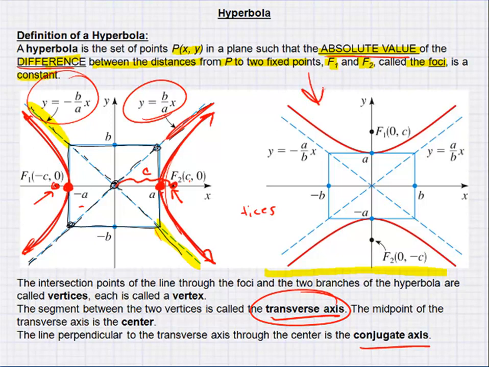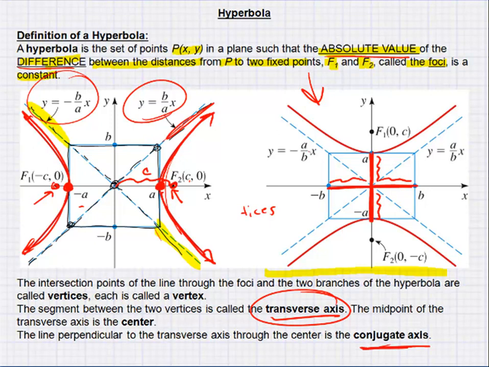This picture right here is a vertical hyperbola, same deal. This would be the transverse axis. It's now vertical. This would be what we call the conjugate axis. a is the distance on the transverse axis. b is the distance on the conjugate axis. a does not have to be bigger than b.